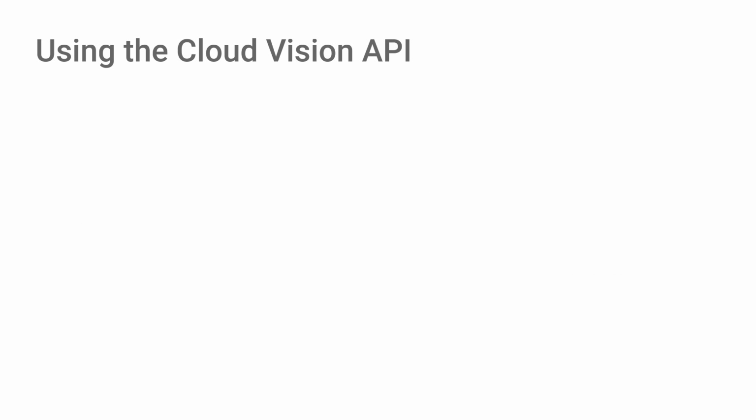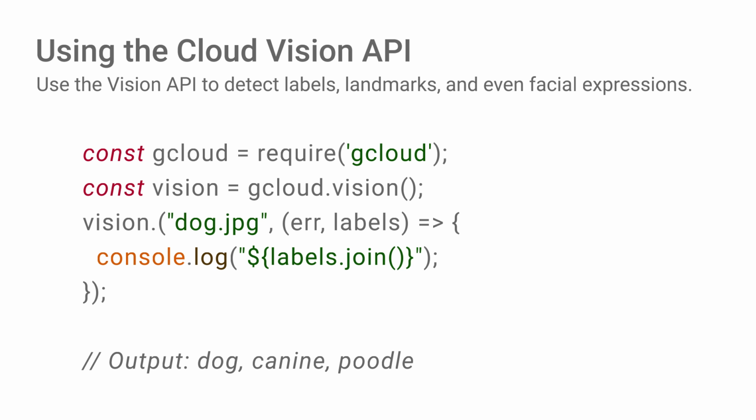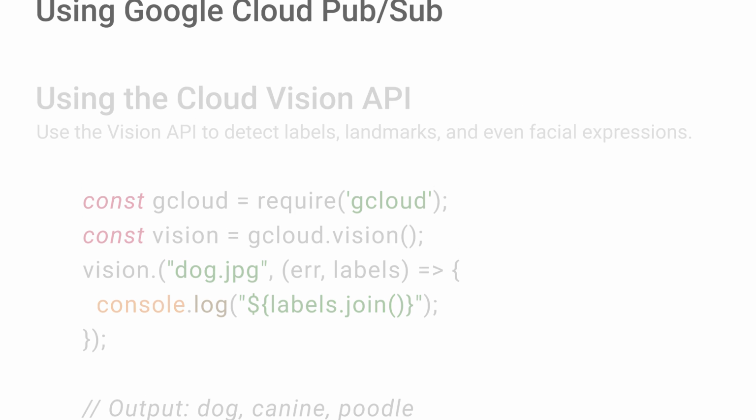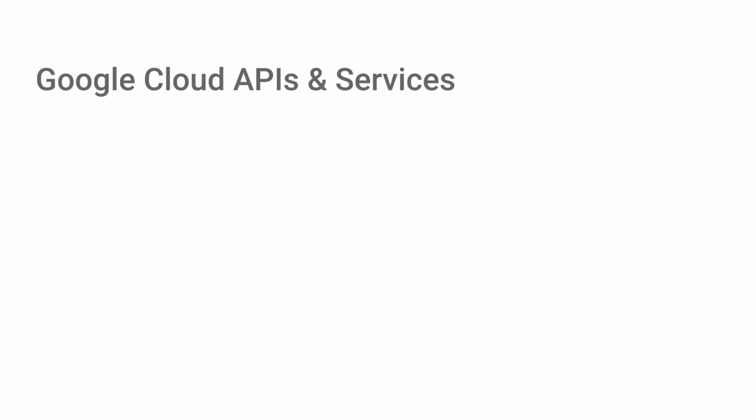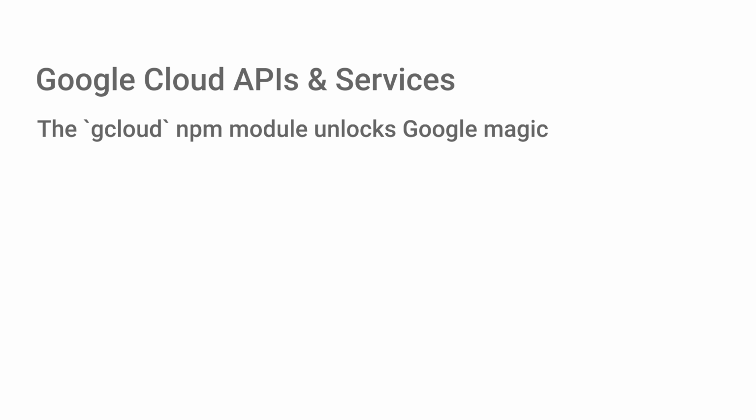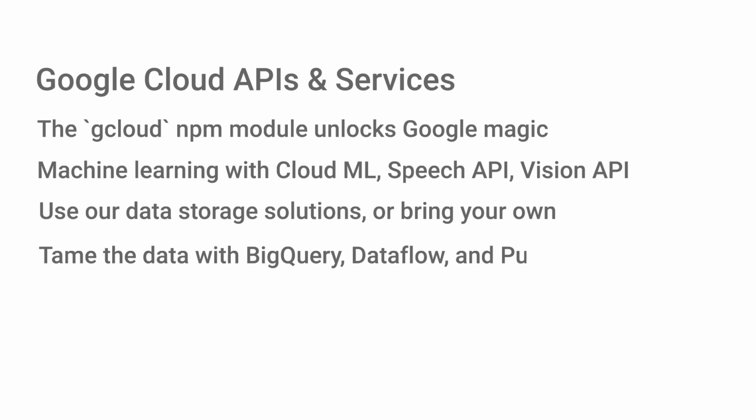Next up is the Cloud Vision API. Using this simple service with 5 lines of code, we can detect common labels, landmarks, and even facial expressions within an image almost instantaneously. Finally, we're using Cloud PubSub to send messages between the microservices that make up this application. Cloud PubSub provides low latency, durable messaging between services or devices. Using these APIs, we can take advantage of technology that's been in development at Google for years. Whether it's our machine learning technology, databases, or big data tools, we have services that make building amazing applications fast and scalable.